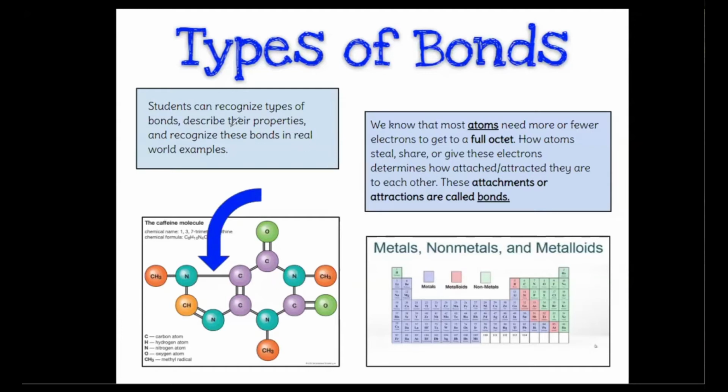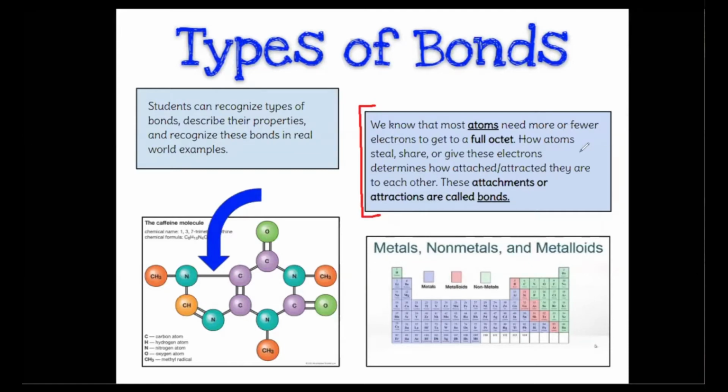All right, so we're going to talk about the different types of bonds real quick and their general properties, and then how you can recognize the difference between our different types of bonds. We already know from last term that most atoms, except for our noble gases, need either more or fewer electrons to get to their full octet, where they are happy and complete.